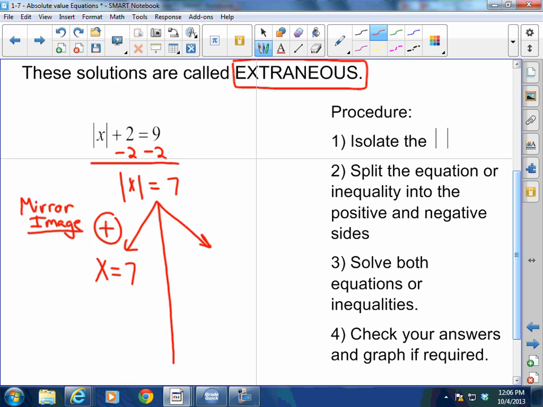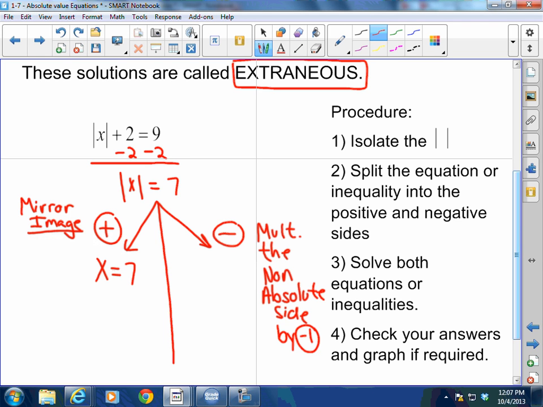Then on the negative side, you simply multiply the non-absolute value side by -1. So in this case, x comes out of the absolute value, and you multiply the non-absolute value side by a negative, and that's it. You got your answer: x equals 7 or -7. To graph it, make a 0, plot a 7 and a -7, the points on the -7 and the 7.